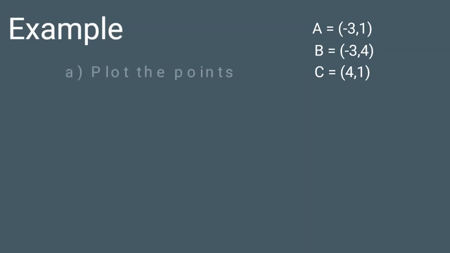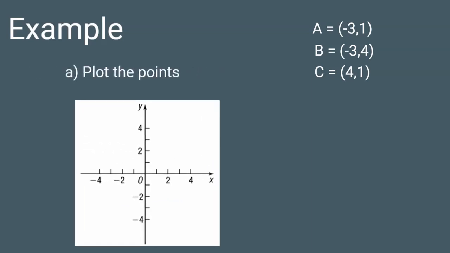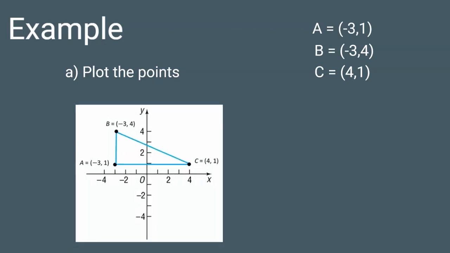Let's look at a quick example of using algebra to solve a geometry problem. Let's look at 3 different points, A, B, and C. We're going to do a few different things, but first let's plot these points. First, we need a coordinate system. Now let's plot A, B, and C. Now connect all those points into a triangle.